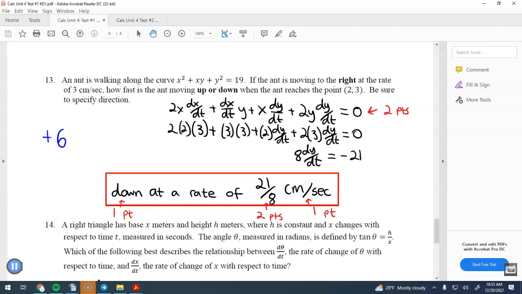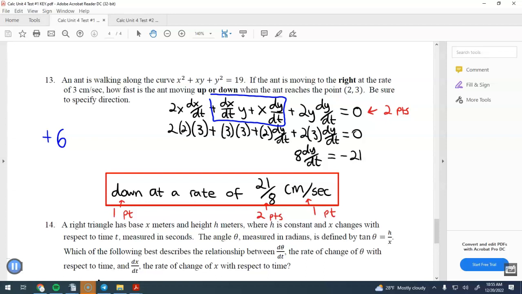I know it's going to be the dx dt stuff because the ant is walking along and it talks about moving up and moving down. It talks about to the right and of a rate. So I realized I should do the dx dt stuff. The derivative of x squared is 2x, and I took the derivative of an x, so multiply by dx dt. This piece here is your product rule. So that's f prime g, and then g prime f. And then the derivative of y squared is 2y. You took the derivative of y.